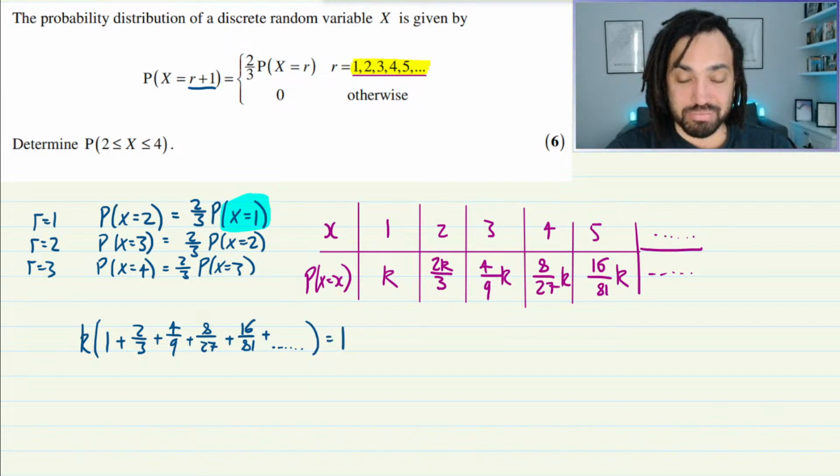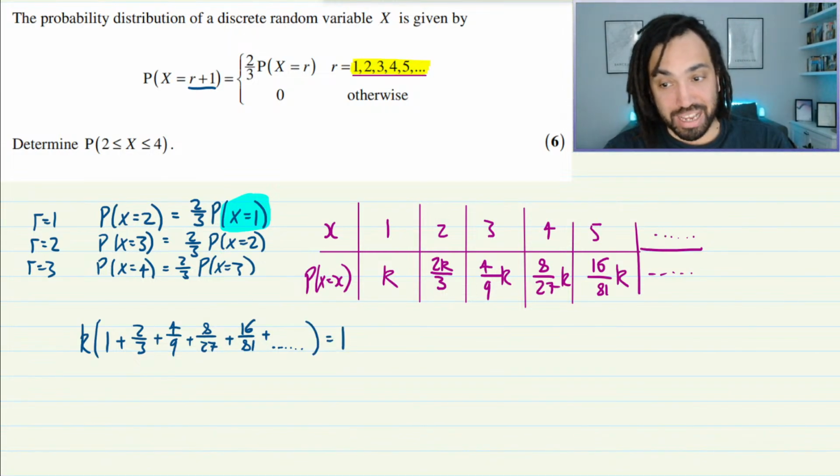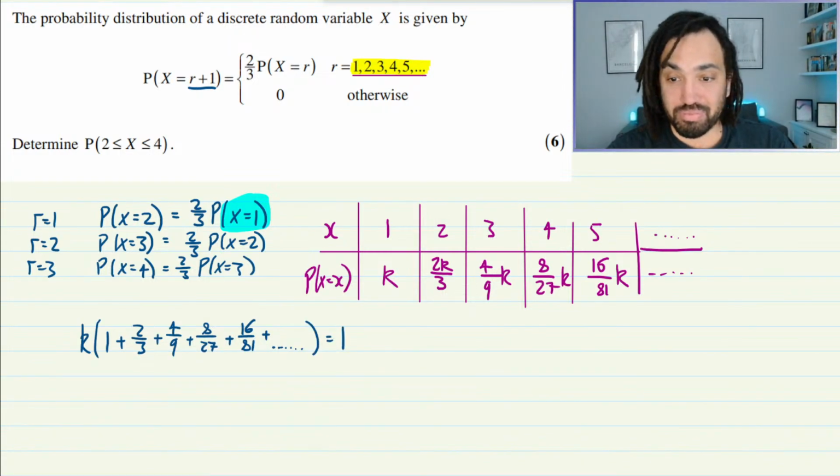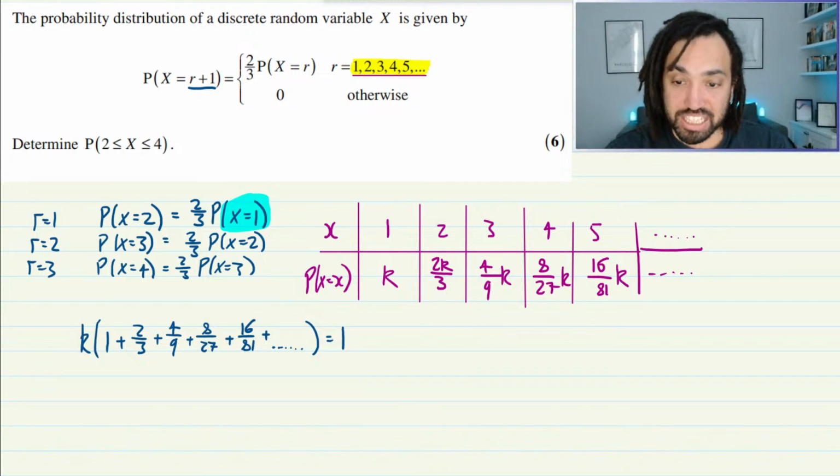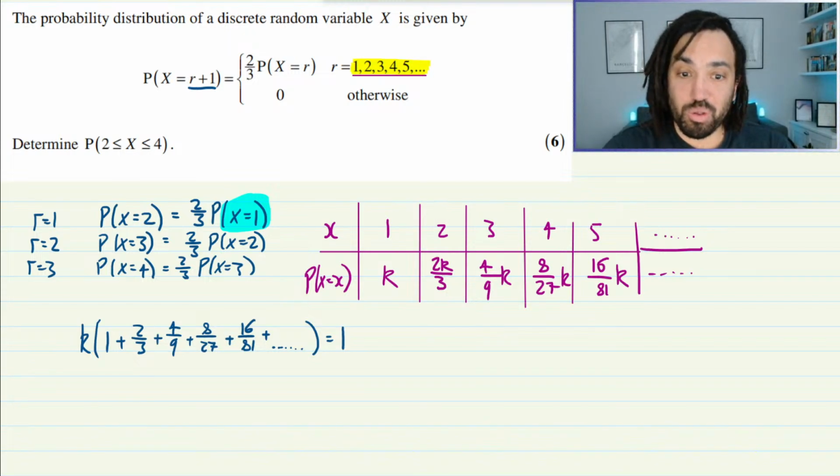That is equal to 1. Okay, because when we add up all those probabilities, it equals 1. And then we just need to do a sum to infinity for this sum of numbers.